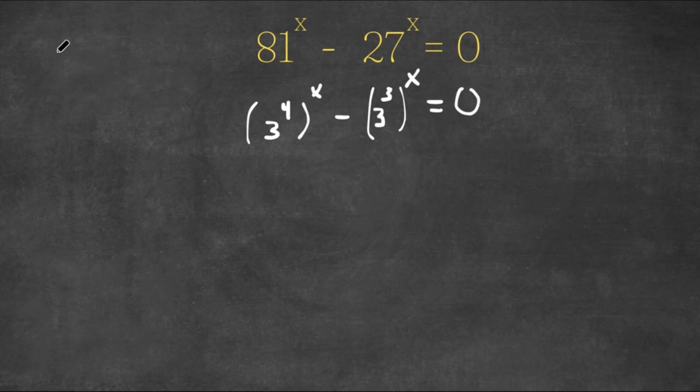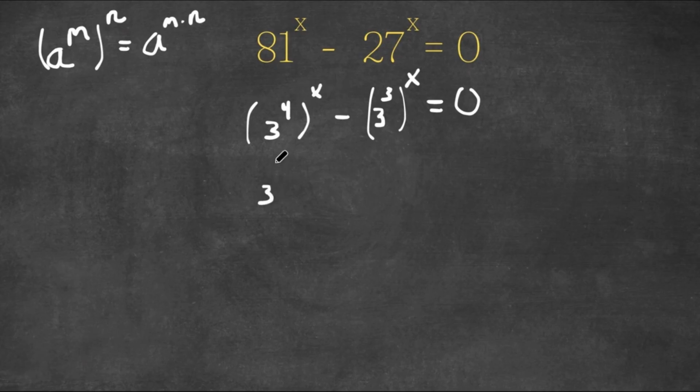Now, if we have something in the form a to the power of m to the power of n, this is actually equal to a to the power of m times n. Meaning 3 to the power of 4 to the power of x, well, this would equal 3 to the power of 4 times x, or we could also write that as 4x.